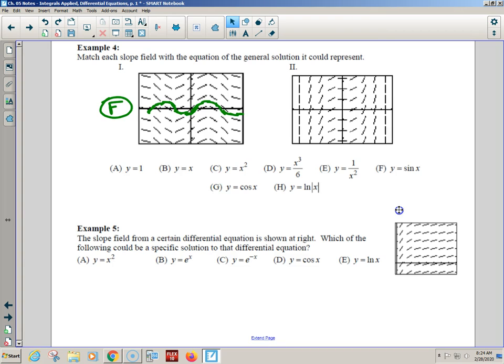Ready, set. I want you guys to match the second one and match example 5. If you're bored, you can also be doing slope fields and working on that worksheet on Tuesday.